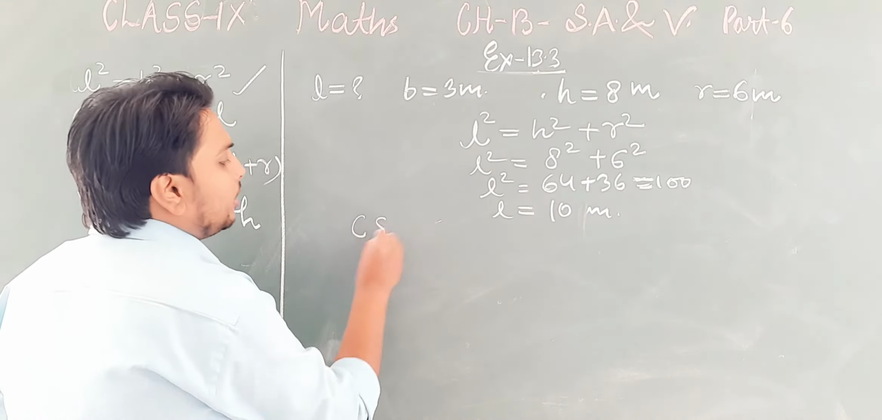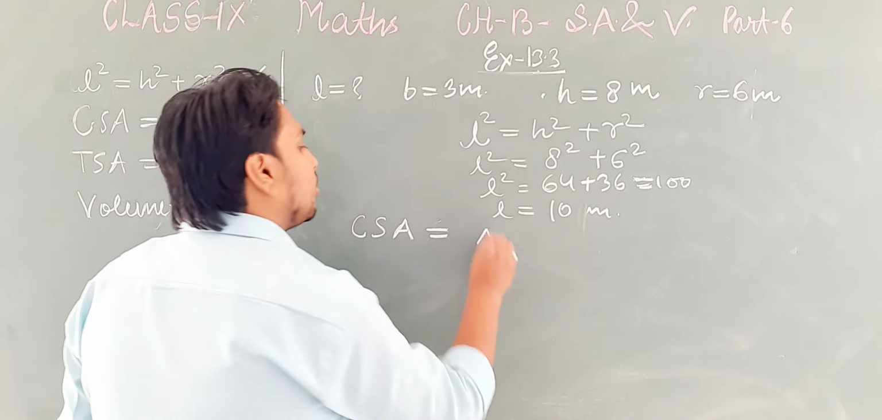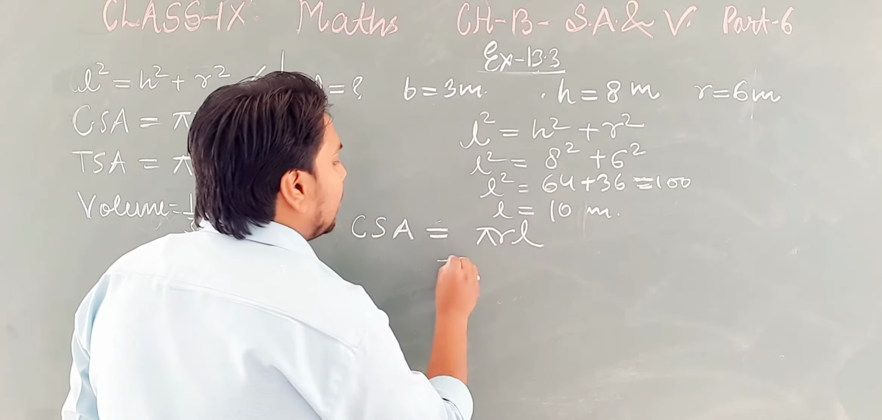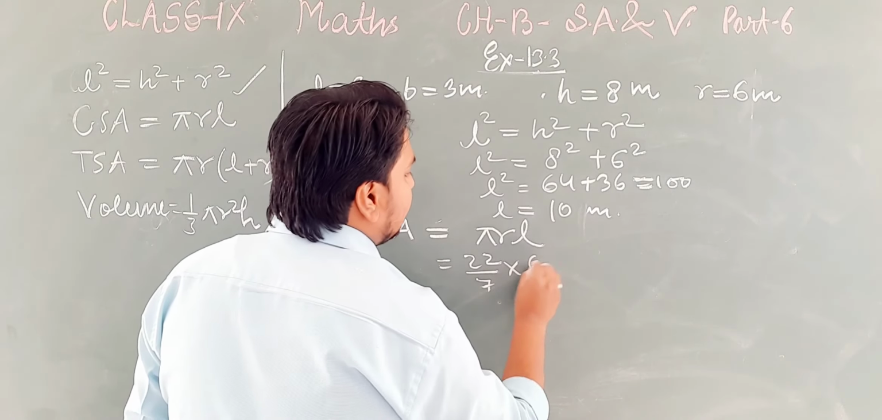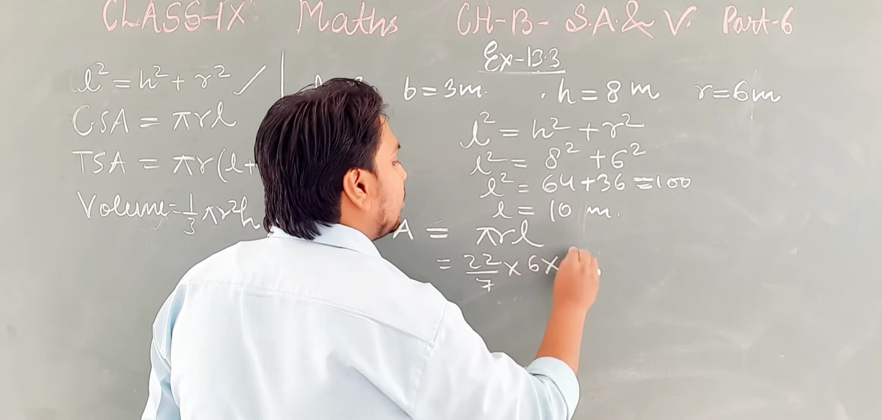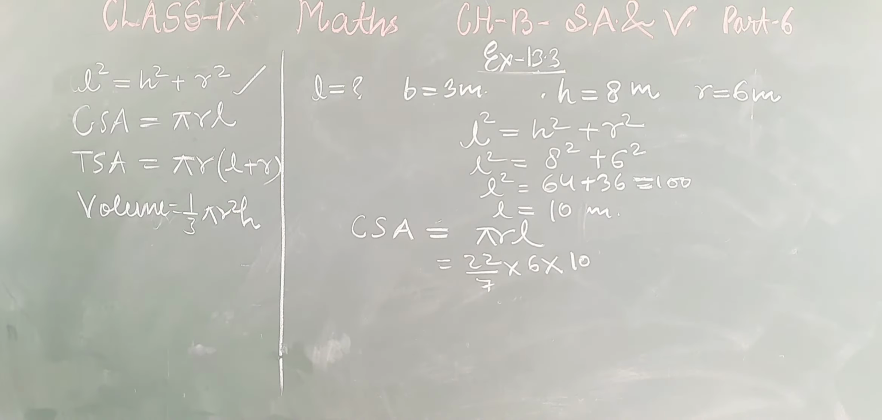So let us find the curved surface area of this cone. The formula for curved surface area is pi r l. Pi is 22 by 7, r is 6 meter, and l is 10 meter.